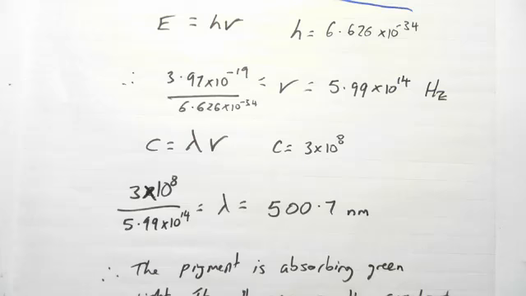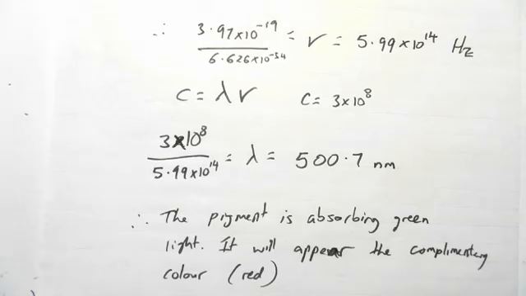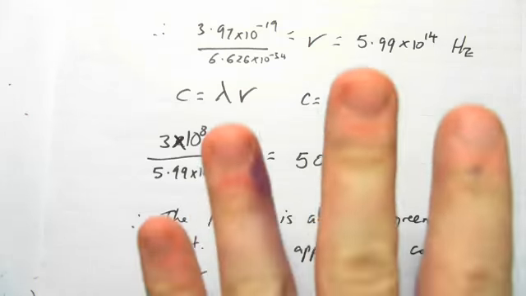So what color will it appear? Well, it's absorbing at that color, so it actually is going to appear the complementary color, which is red. So it's important to remember that it's absorbing at the color, so it's actually reflecting all the other colors. So it's reflecting the complementary color, so it will appear red to our eyes. So that's an interesting example of a calculation using some of our quantum chemistry.